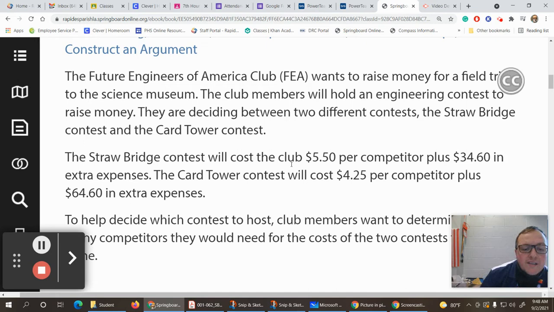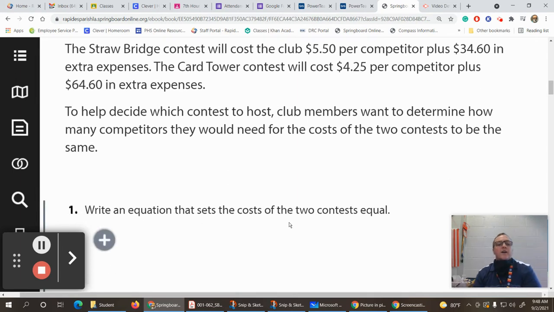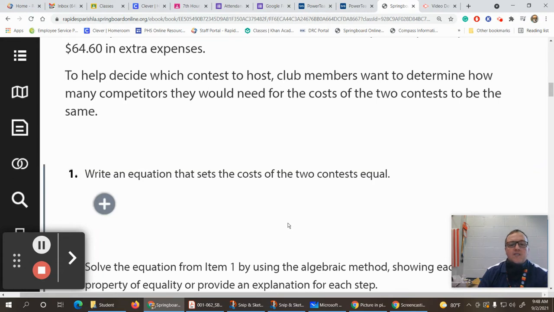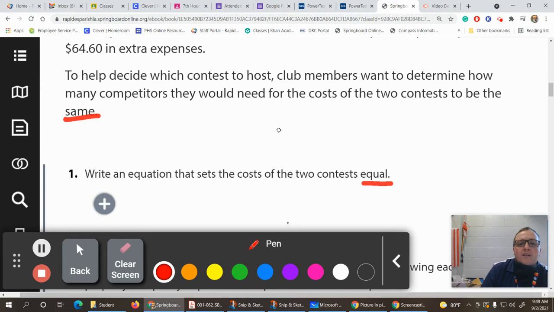To help with the contest, the club members want to determine how many competitors you would need for the cost of the two contests to be the same. Write an equation that sets the cost of the two contests equal, right? We see here that it wants to see what it would be if it's the same, if it's equal. So we're going to end up with an equation that is going to be equal.